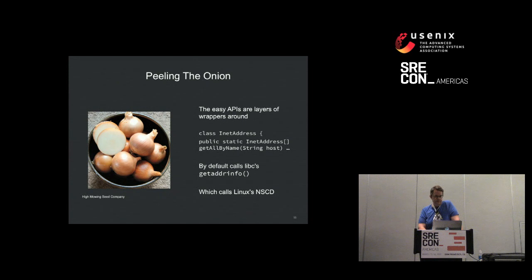But let's peel that onion for a moment. All of those easy APIs, all those APIs that are very easy for you to use, are just layers and layers of wrappers around this little guy, which is InetAddress.getAllByName. And what that does by default is it calls libc's getaddrinfo, which calls out to a daemon that lives on your box called NSCD.